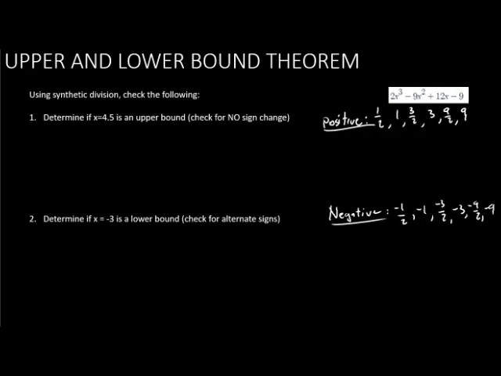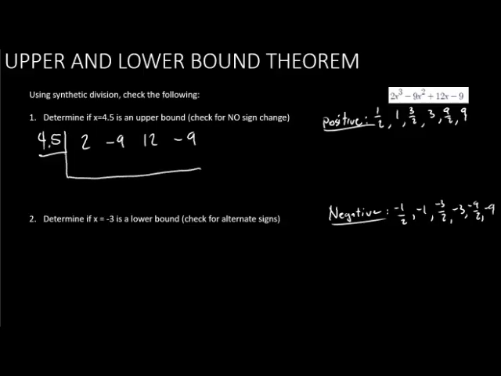Here we'll review the upper and lower bound theorems. Using synthetic division, we can show whether or not 4.5 is an upper bound. We'll begin by doing synthetic division by writing the 4.5 in the box on the left. This is what we'll be dividing by in our synthetic division. Then we place the coefficients of our polynomial at the top.